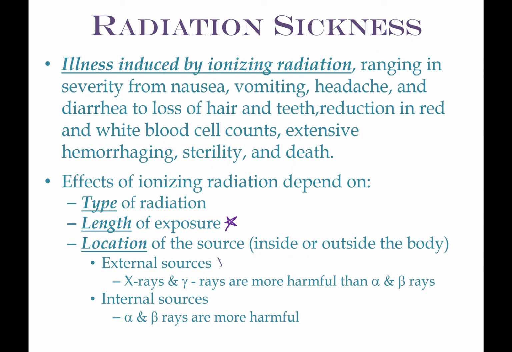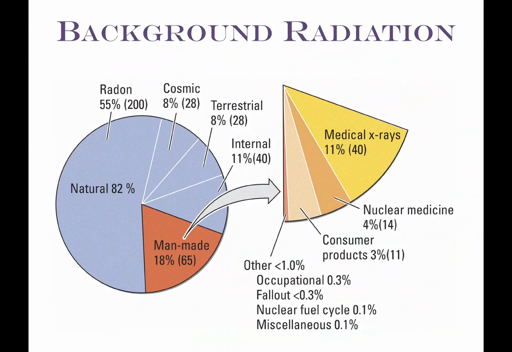External sources we often have are X-rays and gamma rays. Gamma rays are more harmful than alpha and beta rays because, remember, they're not deflected as easily. They're not going to be deflected by or attracted to any type of charged plate or anything. We also have internal sources of alpha and beta rays, which would be more harmful because you don't have anything to stop them. Background radiation is something people worry about.